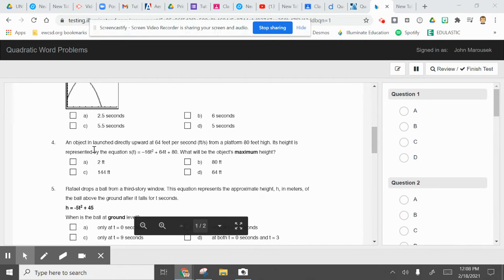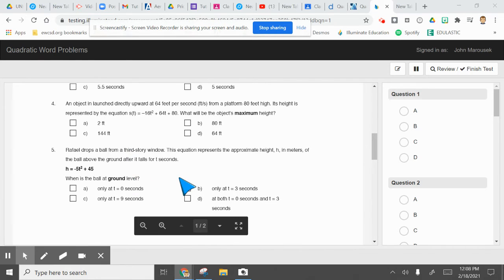Okay. An object launched directly upward at 64 feet per second from a platform 80 feet high. If the height is represented by this equation, what will the object's maximum height be? They want to know the y value of the vertex. A lot of these questions are dealing with the x and y of the vertex, but number 5 is different.